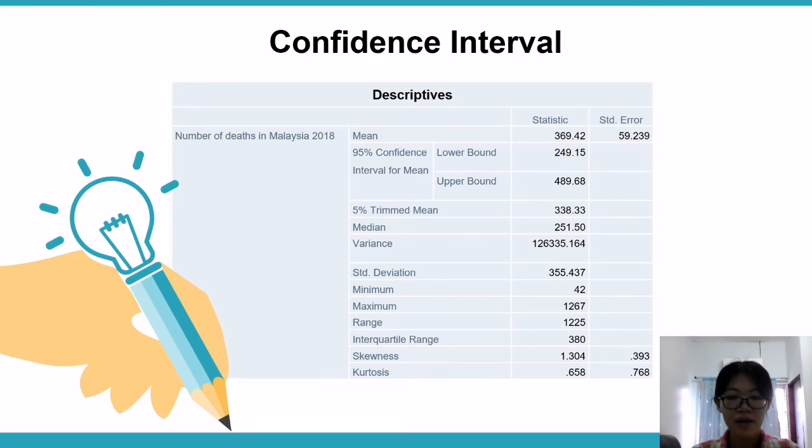The 95% confidence interval for means, the lower boundary and upper boundary are 249.50 and 489.68 respectively. The standard error for this dependent is 59.239. That's all for me. Thank you.